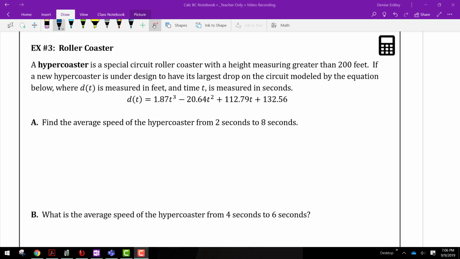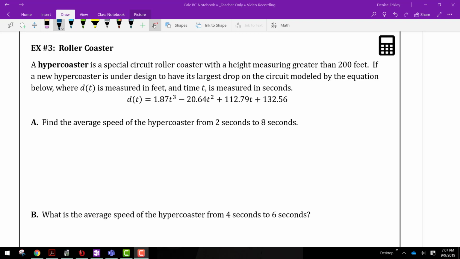than 200 feet. So if a new hypercoaster is under design to have its largest drop on the circuit, modeled by the equation we have right there, the d of t, where distance is measured in feet and t is time in seconds, we want to find the average speed of the hypercoaster from 2 to 8 seconds.